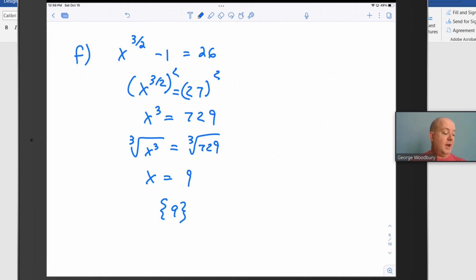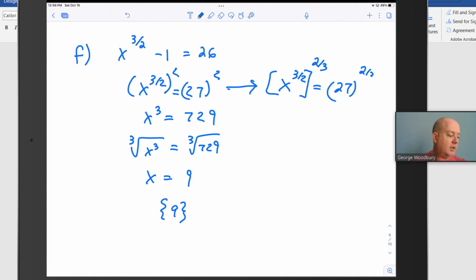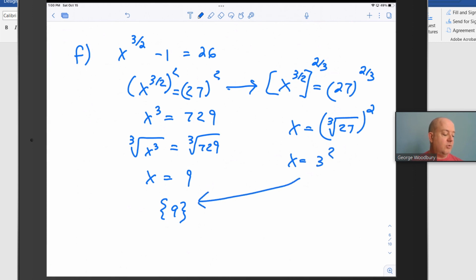Now, if we think back to the last problem, and again, I've got x to the 3/2 equals 27. If I had raised this to the 2/3 power on both sides, I would have just had x. And here, because I know the cube root of 27, it's actually going to be easier for me to take the cube root of 27 first and then square that answer. The cube root of 27 is 3, so I've got 3 squared, which equals 9.